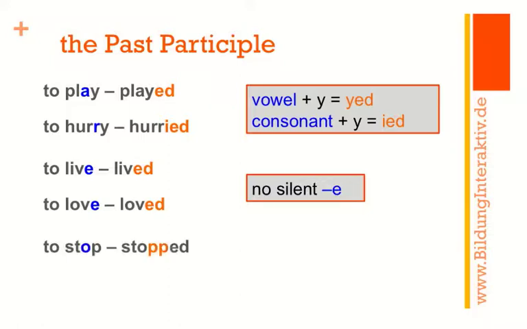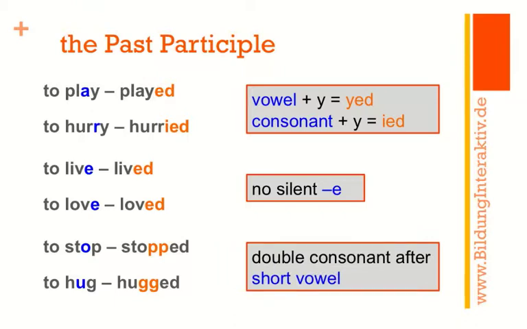So to stop actually becomes stopped and has a double P. And what about to hug, which becomes hugged, which has a double G. Now the rule here is there is a double consonant after a short vowel. To stop has a short O, and this is why you have stopped with a double P. And to hug has a short U, and this is why you have hugged with a double G. So please remember double consonant after a short vowel for the past participle.